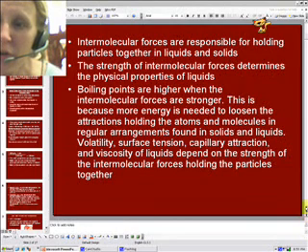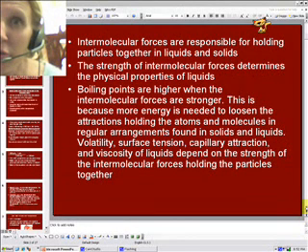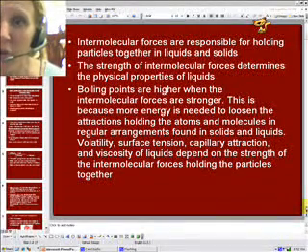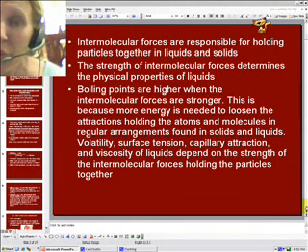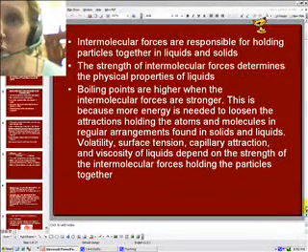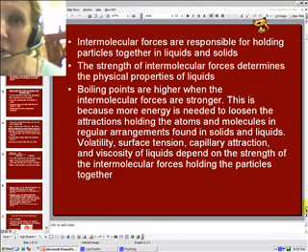But I will tell you that intermolecular forces are responsible for holding particles together in liquids and solids. The strength of these forces determine the physical properties of liquids. Boiling points are higher when intermolecular forces are stronger. That's because more energy is needed to loosen the attractions holding the atoms and molecules in regular arrangements found in solids and liquids.